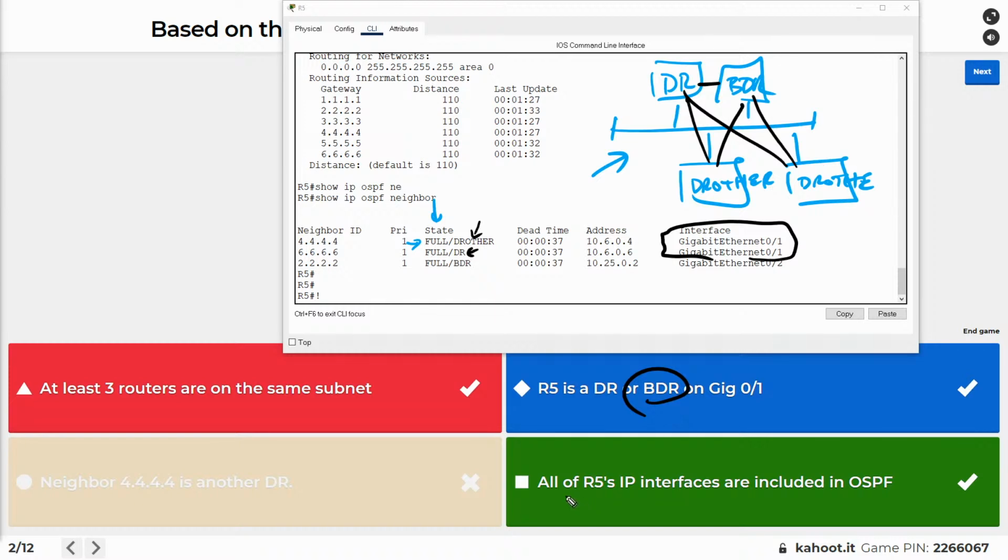And let's see here. All of R5's IP interfaces are included in OSPF, and that's because of the network statement right here. That's basically that wildcard mask that says I don't care what the IP address is. If it's IPv4 and it's on an interface, that directly connected network is going into OSPF, and it's going to be in area 0. All right, great work.